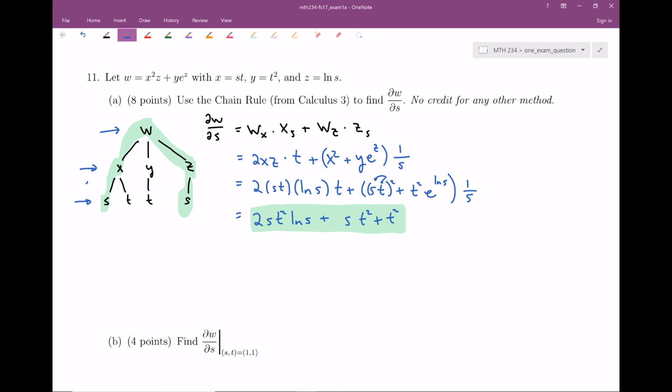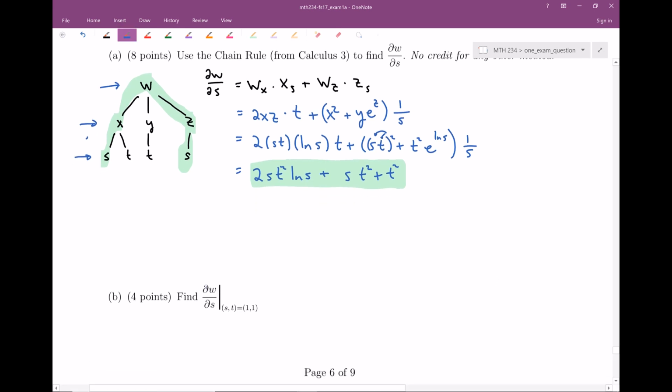Now that we have that, we can go ahead and use it for something, right? In this case, it says find the partial of w with respect to s when s equals 1 and t equals 1. So I have a lot of this work already done. Now I just need to plug in 1 everywhere I see an s and 1 everywhere I see a t. So let's see, 2 times 1 squared times the natural log of 1, plus 1 times 1 squared, plus 1 squared. So luckily the natural log of 1 is just 0. So plus 1 plus 1. So my final answer in this case is a nice clean 2.